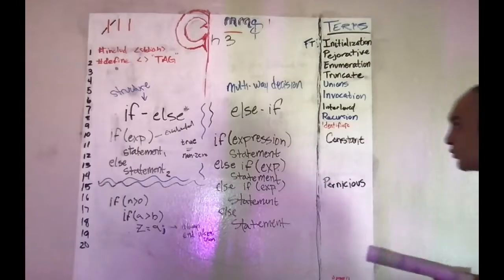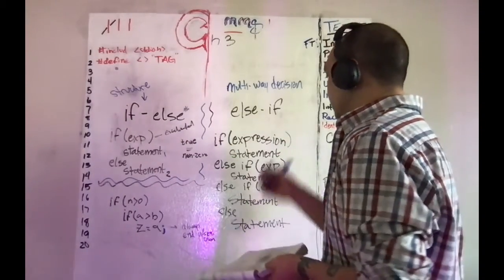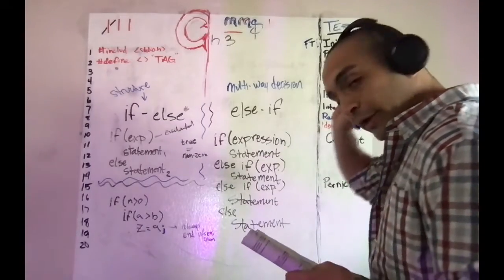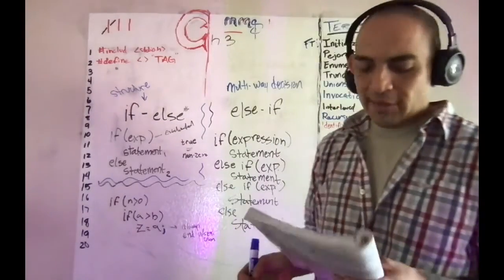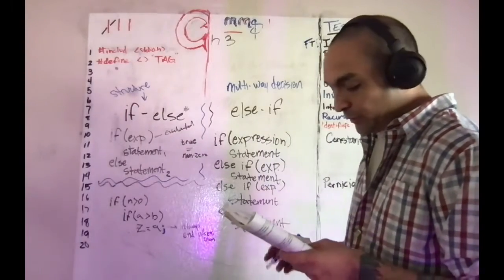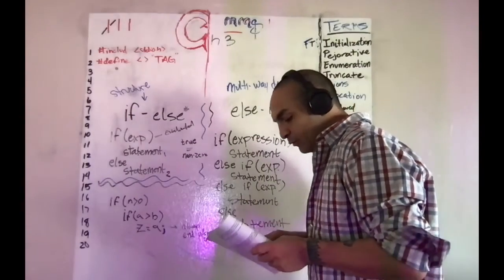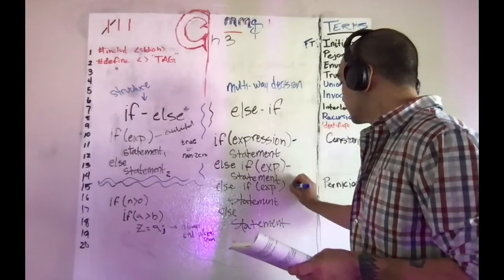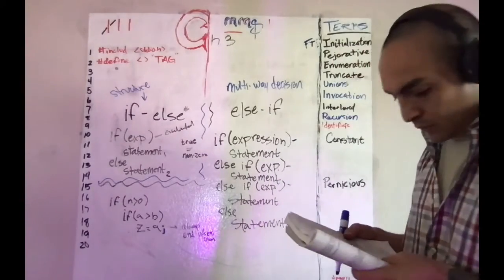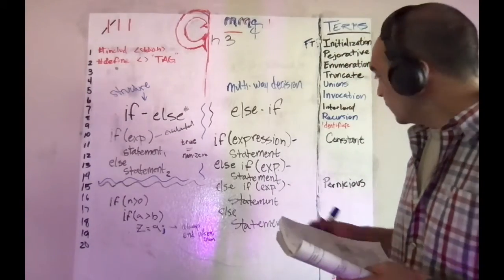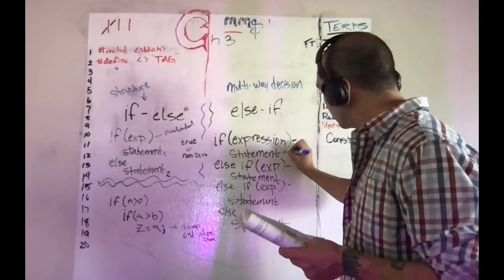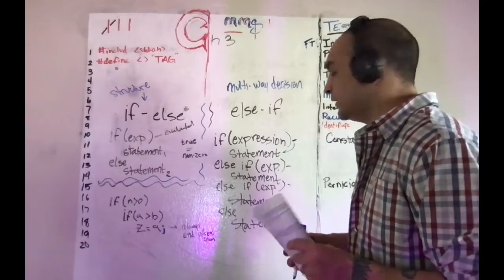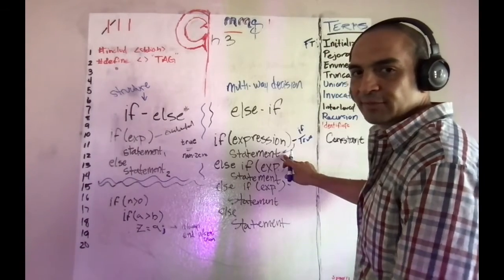Now I just got a better understanding of it. The expressions are evaluated in order: 1, 2, 3, 4, 5, in order. We know what that means. If any one of these expressions is true, the statement associated with it is executed, and this terminates the whole chain. This is how the if-else statement works.